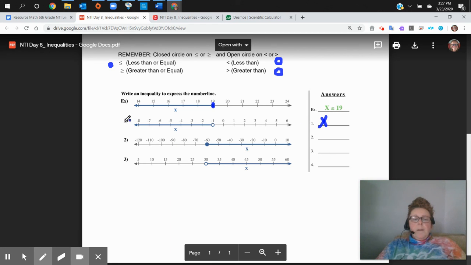Let's go ahead and do number 1 together since this is our only open dot. So my open dot is on -1. I go up to my keys up here. These are open, so I know that the symbol I'm going to draw is this or this. The number it's on is -1, so I'm going to go ahead and write in my -1 like that. And let's see here. The arrow is pointing this way. All of these numbers are less than -1, so I'm going to go up to my key and find the less than. And so this says X is less than -1.